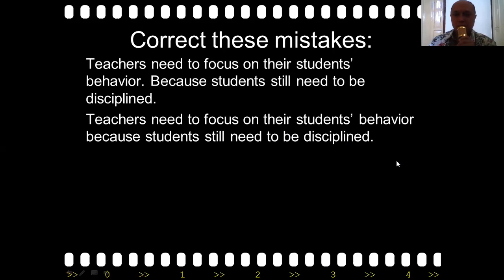Of course, you can put the subclause in front. In that case, you have: because students still need to be disciplined, comma, teachers need to focus on their students' behavior. Just the same meaning, probably with a different emphasis. But the point is that you can never write "because" hanging like this. It is called an unfinished clause or hanging clause because it is separated by the period, and it is wrong.